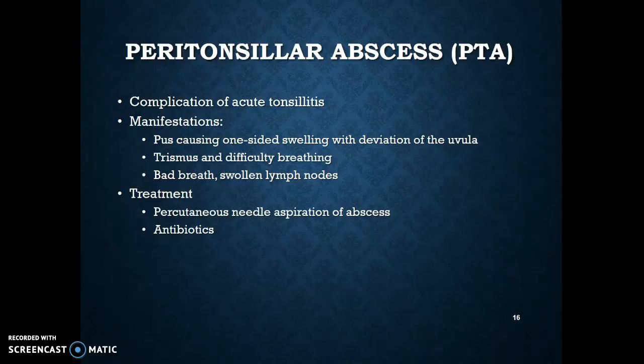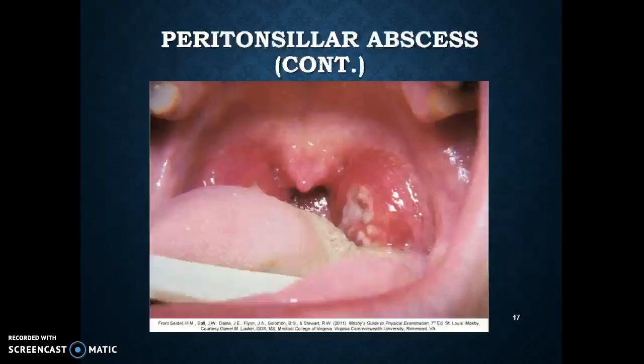Peritonsillar abscess is a complication of tonsillitis. This may be where you have pus causing one-sided swelling and deviation of the uvula. The patient may have difficulty breathing. They may have bad breath and really swollen lymph nodes that are sometimes very large. They can treat this by doing a needle aspiration of the abscess and putting the patient on antibiotics. This is just a picture of what it looks like inside the throat if you're looking for that or someone's complaining.